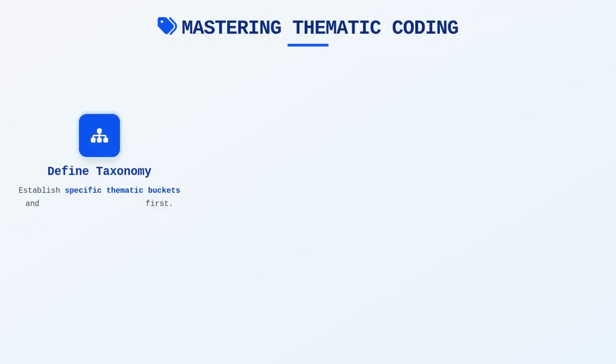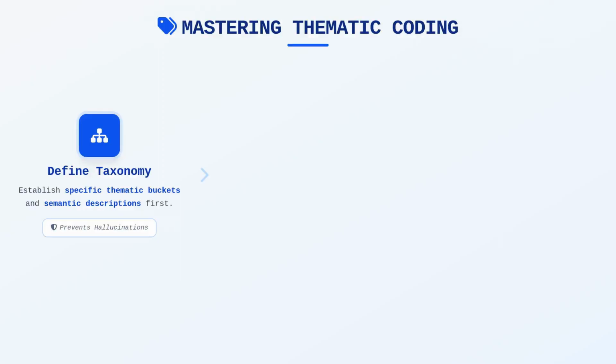Effective thematic coding requires us to define a taxonomy of categories before asking the model to perform the classification. You cannot expect consistent results if you ask the model to analyze a dataset without providing the specific thematic buckets in which you want the data partitioned. If you provide a list of categories along with brief semantic descriptions for each, you significantly reduce the likelihood of the model hallucinating irrelevant labels.